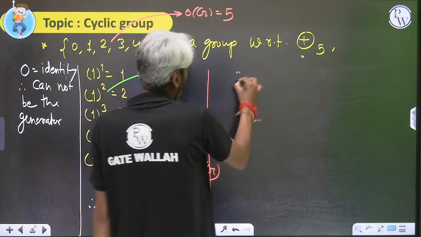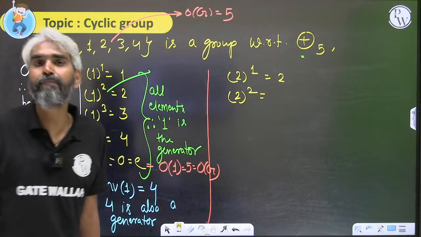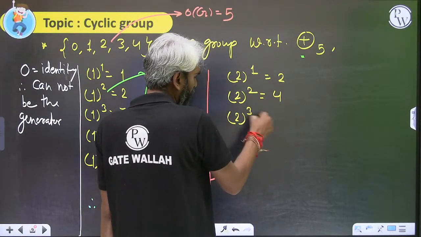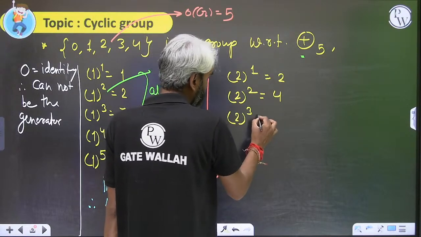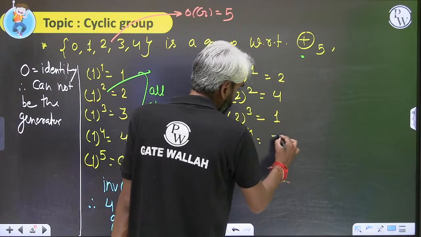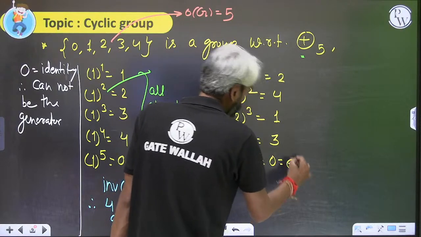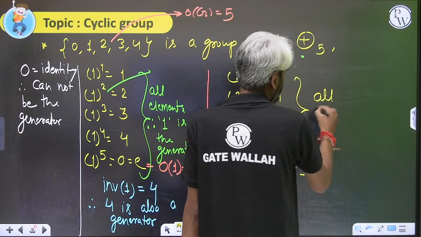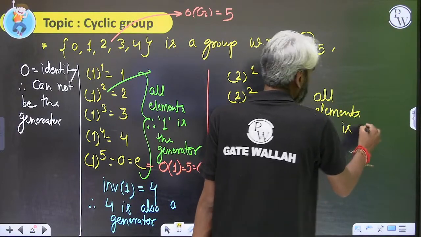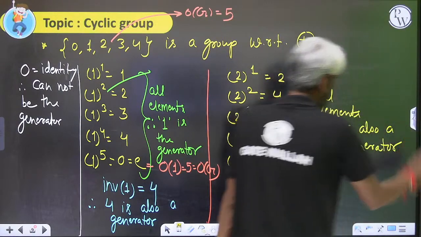The next element is 2. So 2 raised power 1 will be 2. Obviously 2 raised power 2 will be 2 plus 2, 4 divided by 5. Remainder will be 4. So 2 cube will be 4 plus 2, that is 6. 6 divided by 5, remainder is 1. So 2 raised power 4 will be 1 plus 2, 3 divided by 5, remainder is 3. 2 raised power 5 is 3 plus 2, 5 divided by 5, remainder is 0, that is the identity element. Again, all elements, therefore, 2 is also a generator.